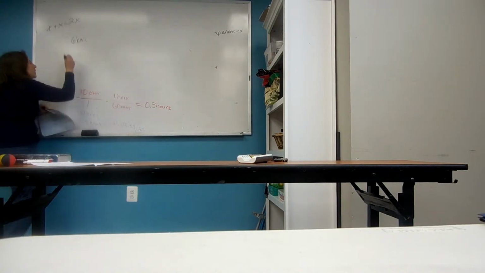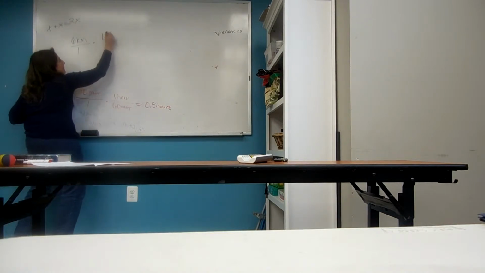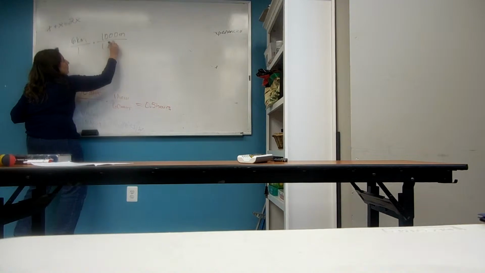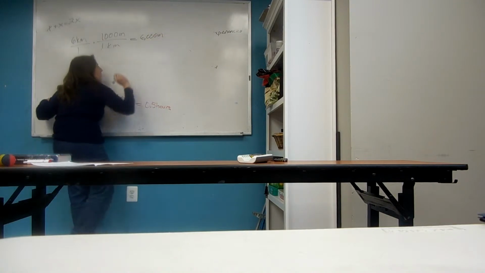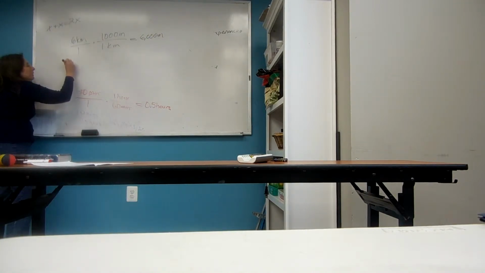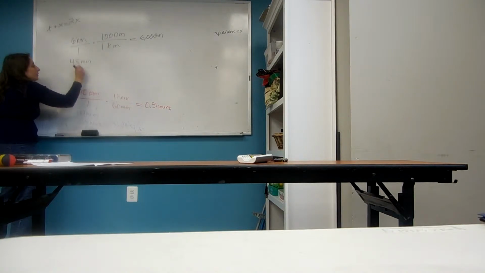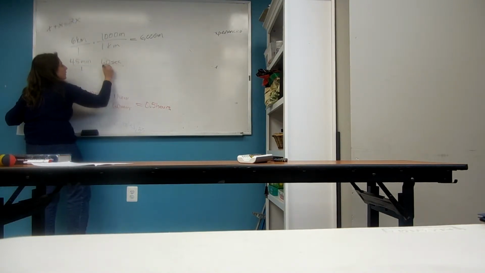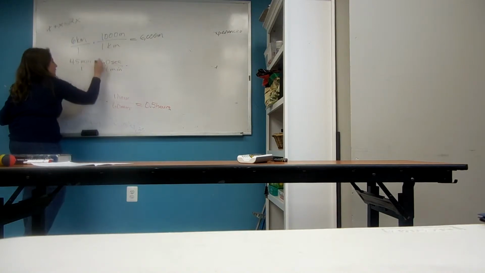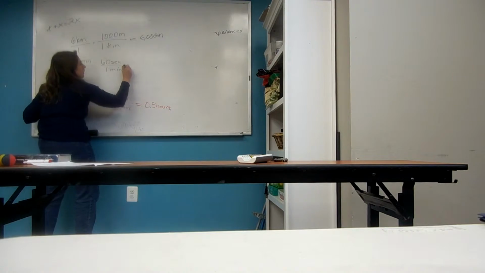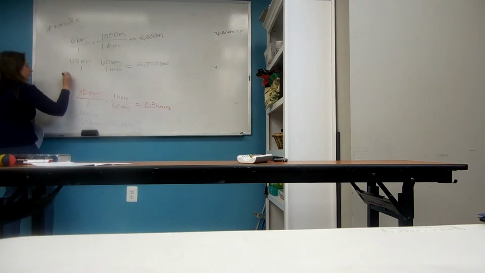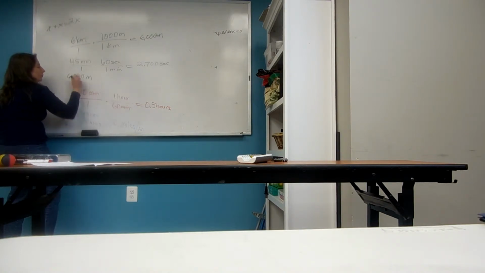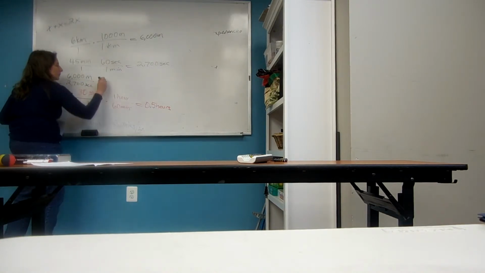All right, over 1. And then 1,000 meters over 1 kilometer, and that equals 6,000 meters. And then you do 45 minutes over 1 times 60 seconds over 1 minute, and that equals 2,700 seconds. And then you do 6,000 meters over 2,700 seconds, and that equals 2.2 meters per second.